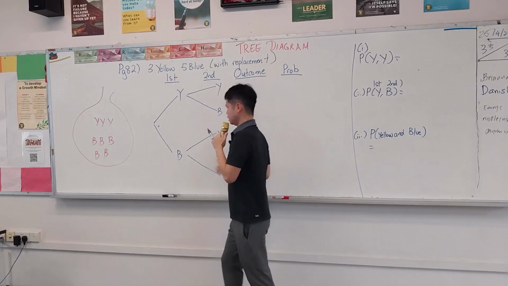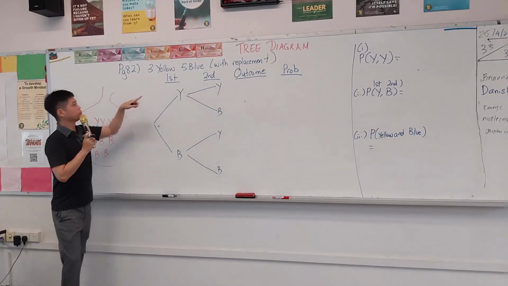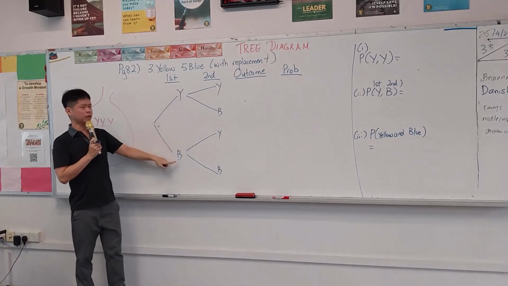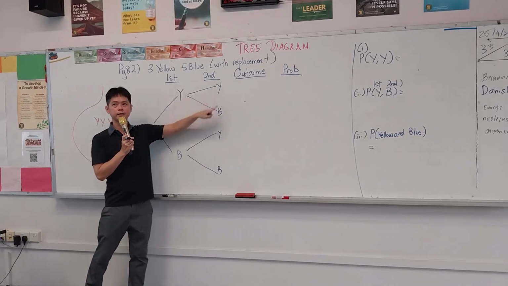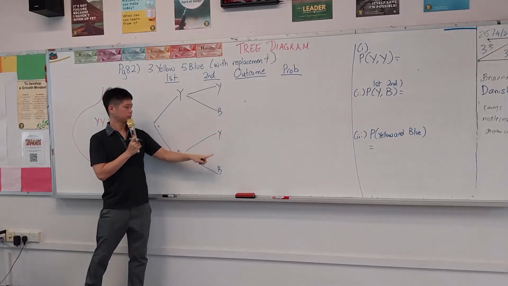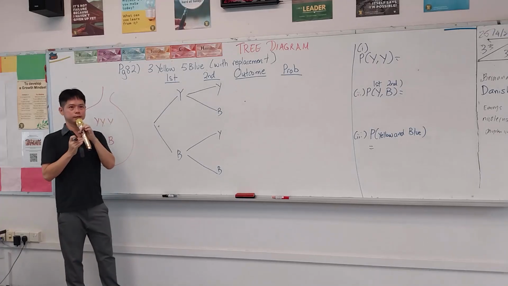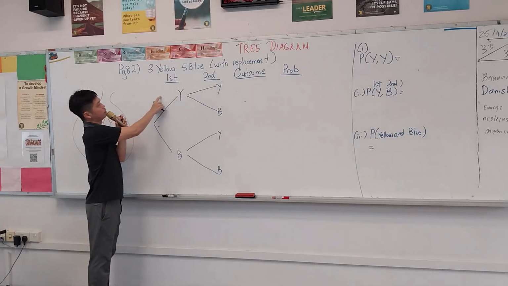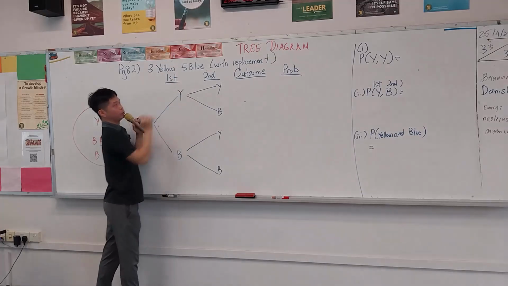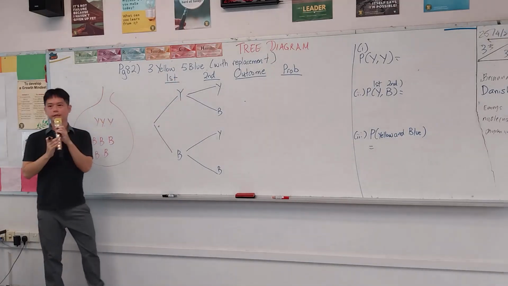Okay, let's fill in the fraction. Now remember, the colors or the outcomes will be at the end of the line. Very important. The probability will be on the line. Okay, can we state down what's the probability? There are 3 yellow, 5 blue. What's the probability of getting a yellow?